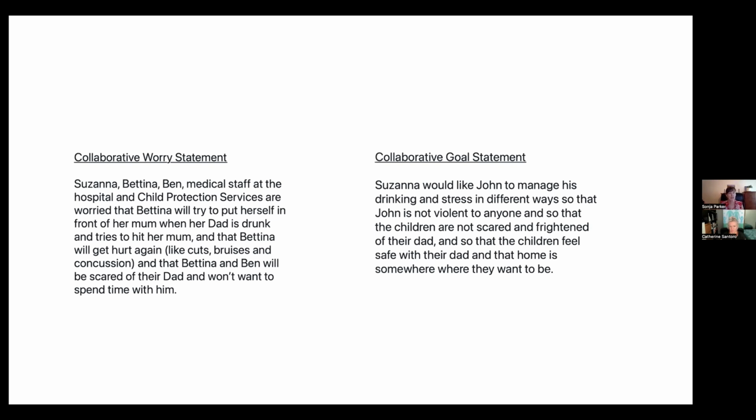So Susanna will need to see John doing this for 6 months to be, I don't want to put words in your mouth here. If John was doing this for 6 months, how would you be feeling? Confident that he's been able to learn new ways. Learn new ways. Okay. Fantastic.